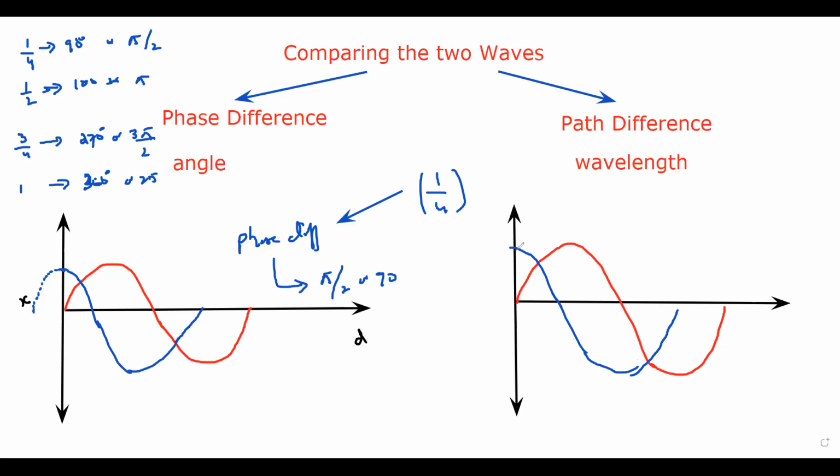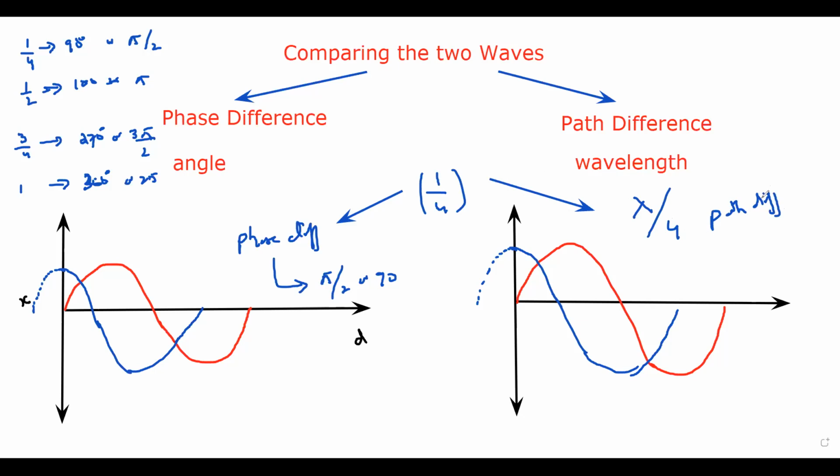So how much do we have to extend this backward? We have to extend a quarter of the wave. In terms of wavelength, what is the distance here? A quarter of the wavelength, so the distance will be λ/4. So the phase difference is pi/2, and the path difference is a quarter of the wavelength, λ/4. How much wave we have to extend in terms of wavelength, we call that a path difference. And the change in the angle between the two waves refers to phase difference.